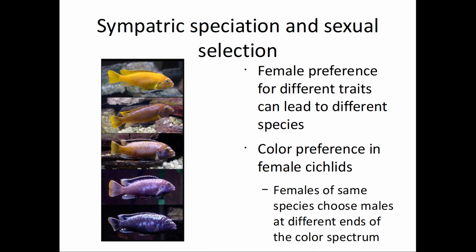Sympatric speciation and sexual selection. Female preference for different traits can lead to different species. Color preference in female cichlids: females of the same species choose males at different ends of the color spectrum. That's an interesting way of choosing.